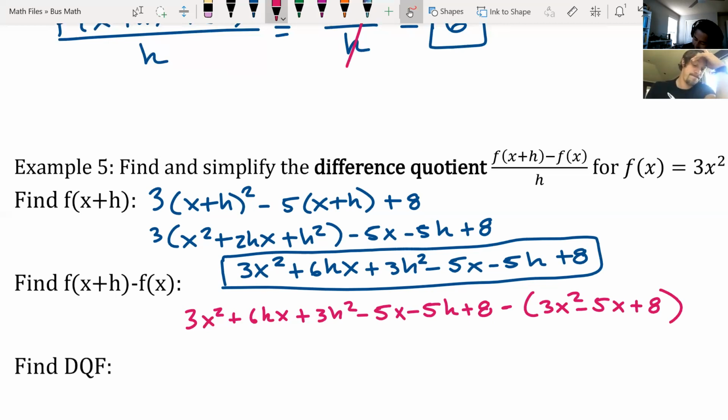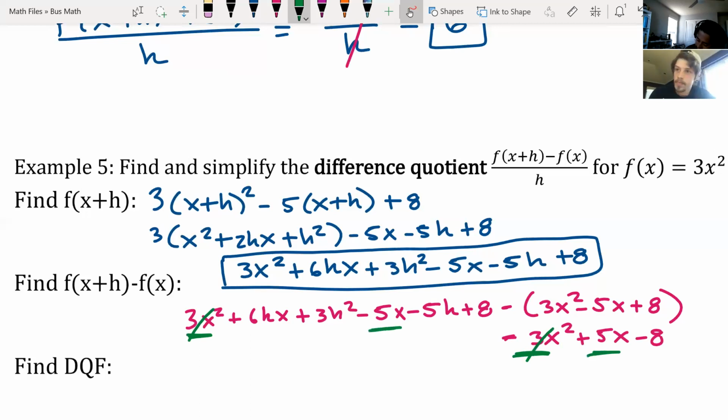Then, to save some time, I'm just going to distribute the negative, and I'll just write this here. Negative 3x squared plus 5x minus 8. Okay. And then, once you distribute that negative, your terms will start to cancel. 3x squared, negative 3x squared, gone, gone. Negative 5x, 5x, gone, gone. 8, negative 8, gone, gone. Here's what we're left with from the second step.